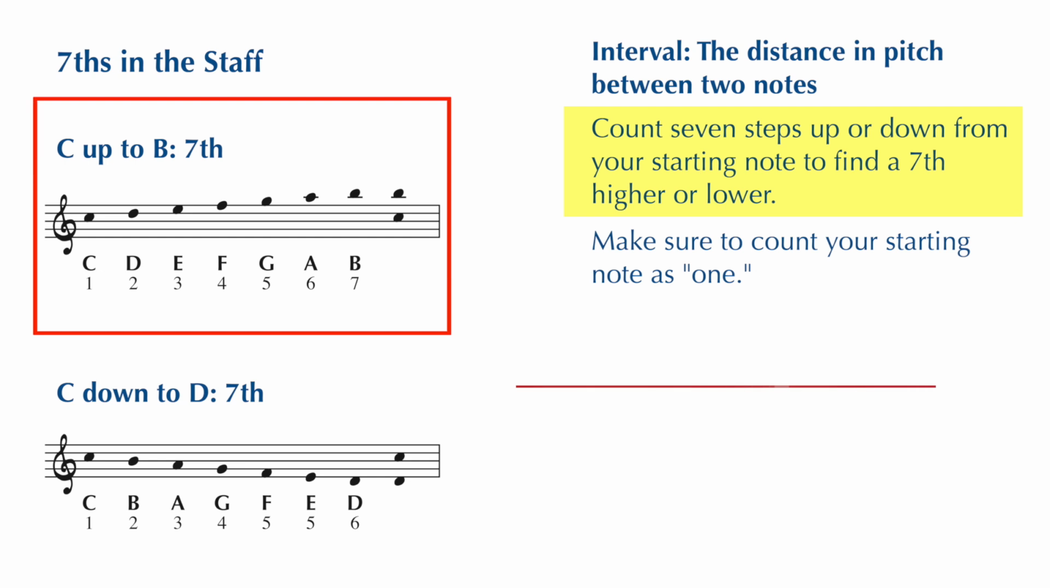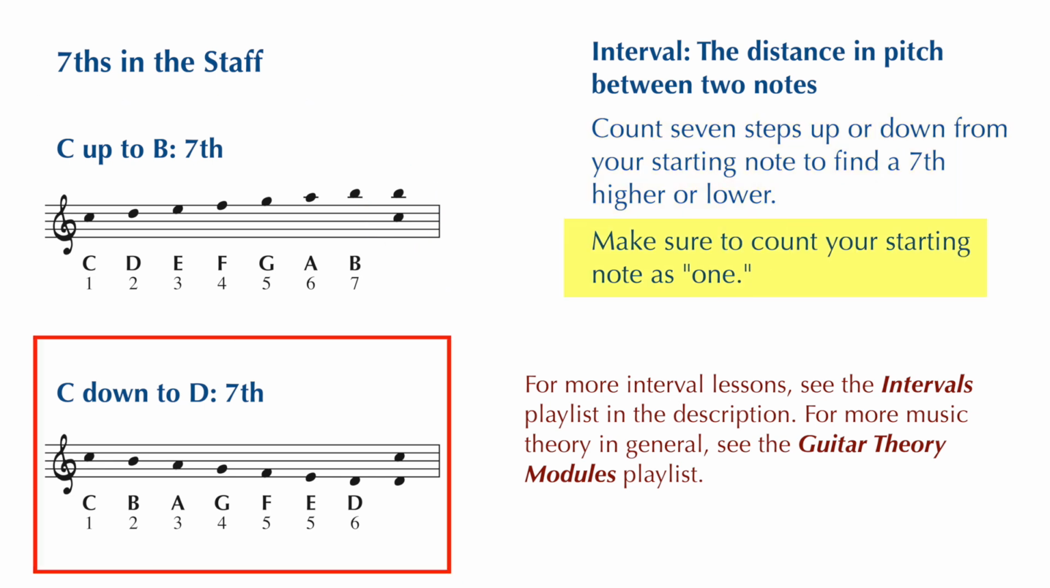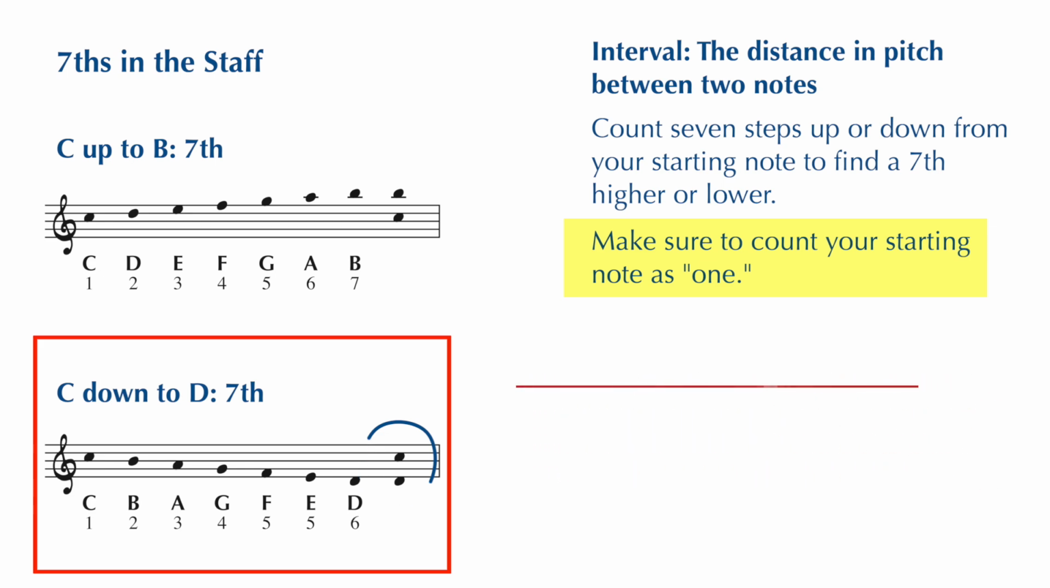In the music staff, a seventh is 7 steps distance. C, D, E, F, G, A, B, 1, 2, 3, 4, 5, 6, 7. C and B are a seventh apart. And you can count down from the higher note. C, B, A, G, F, E, D, 1, 2, 3, 4, 5, 6, 7. D is a seventh lower than C.